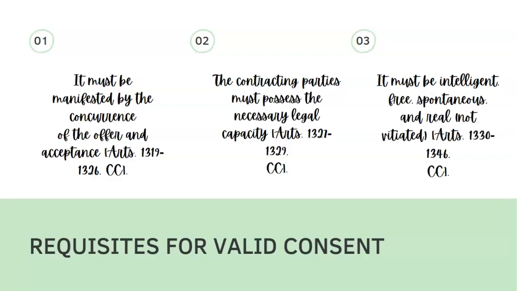So, what are the requisites for valid consent? First, it must be manifested by the concurrence of the offer and acceptance as provided under Articles 1319 to 1326. Okay? Consent is manifested by the meeting of the offer and acceptance upon the thing and the cause which are to constitute the contract. Thus, an offer that is not accepted does not give rise to consent, and the contract does not come into existence. Okay?